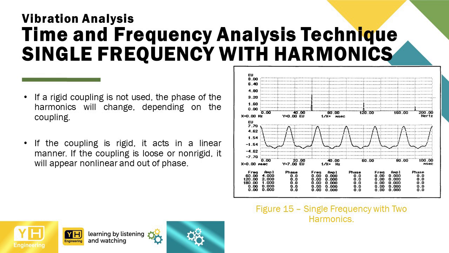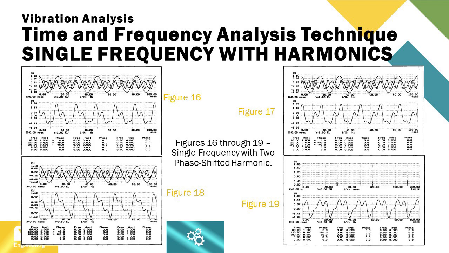If a rigid coupling is not used, the phase of the harmonics will change, depending on the coupling. If the coupling is rigid, it acts in a linear manner. If the coupling is loose or non-rigid, it will appear non-linear and out of phase. Figures 16 through 19 show the single frequency with two phase-shifted harmonics.